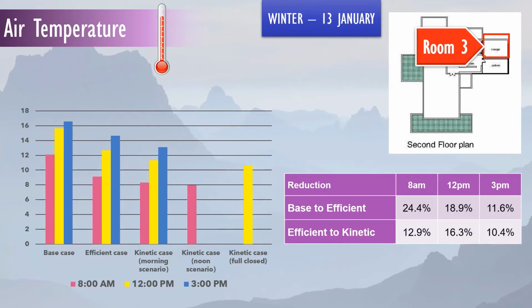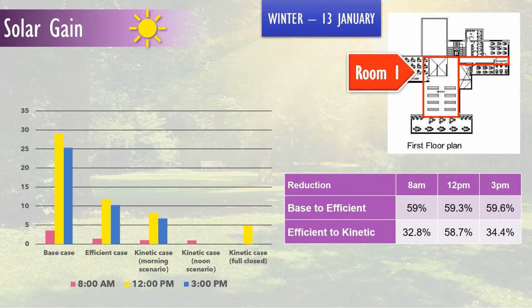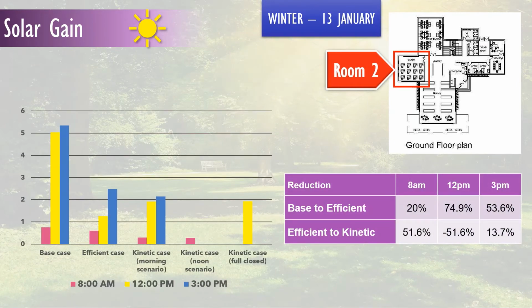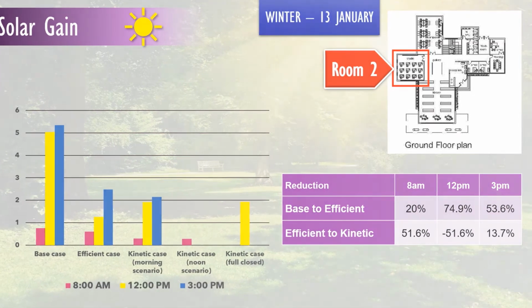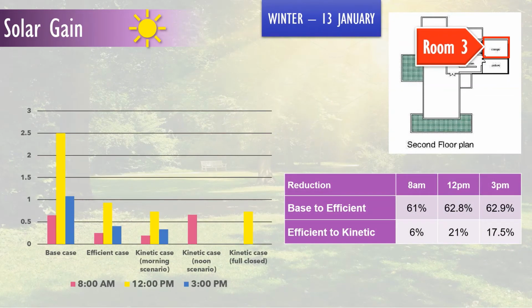Air temperature for room 3 was reduced by 11 to 24% through the day and by 10 to 16% from efficient to kinetic. For solar gain, it was reduced for room 1 by around 59% through the day from base to efficient and over 32% from efficient to kinetic. For room 2, solar gain was reduced by over 20% and 50% from efficient to kinetic. For room 3, solar gain was reduced by over 61% through the day from base to efficient and more than 6% from efficient to kinetic.